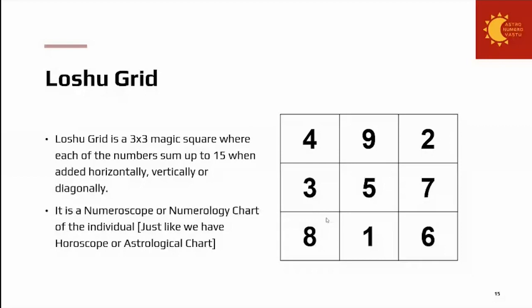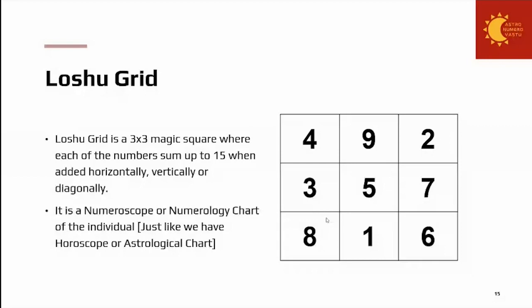Just like in astrology we have the Kundali, where we have 12 houses and we place planets there, similarly in numerology we use this Loshu grid to place the planets. Now just understand that the placeholder for these numbers remains fixed. That means if you have to add a 4 in the chart, 4 has to be placed in the top left only. You have to be very careful about this.